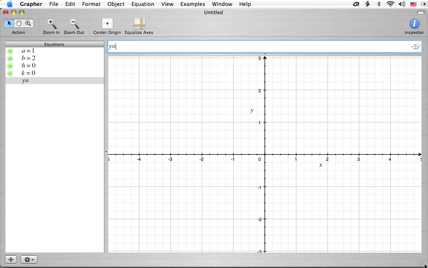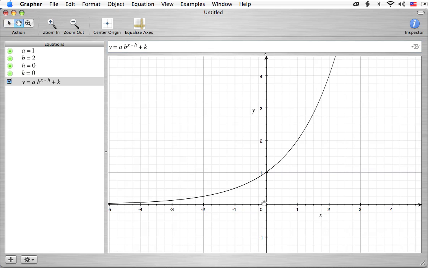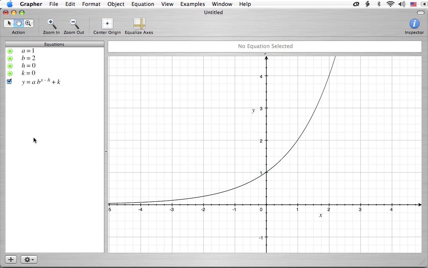And then there's the star of our show, which will be y equals a times b to the x minus h. And we're going to come down and add k to the whole thing. All right. And so that's what that's going to look like. Let's go ahead and grab the axis and pull it down a little bit. You get to see a little bit more of it.